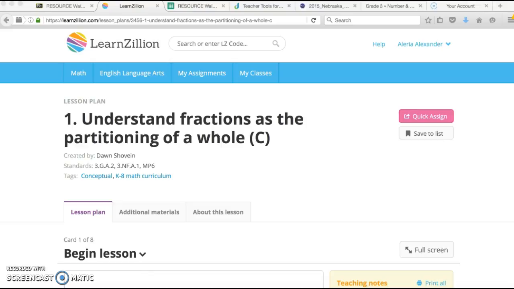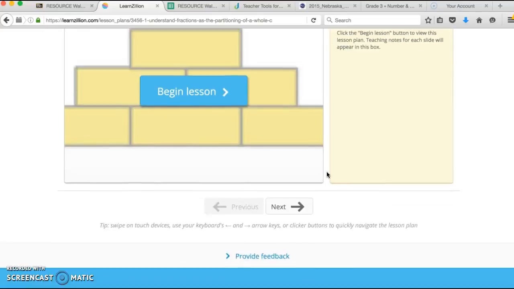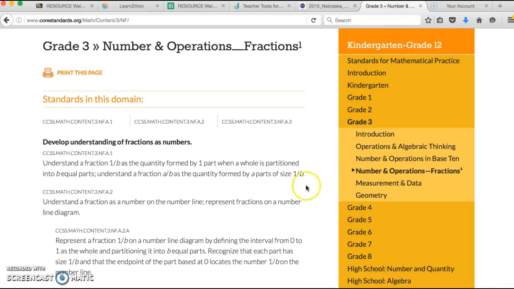So the lesson that I found was from LearnZillion.com, and as you can see up at the top, it gives a little rundown of what the lesson's about. It says, understand fractions as the partitioning of a whole, and when I first went through this lesson, the first thing I did was I went to the Common Core Standards website, and I found right here, that's the standard that it belongs under.